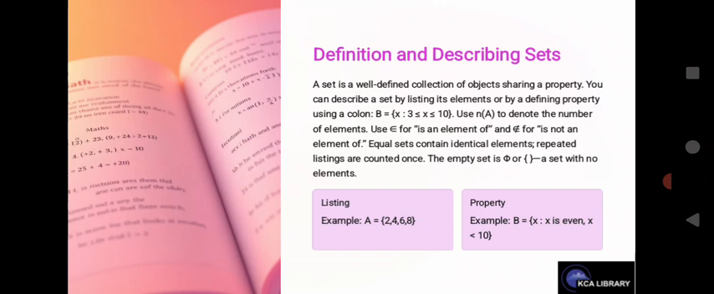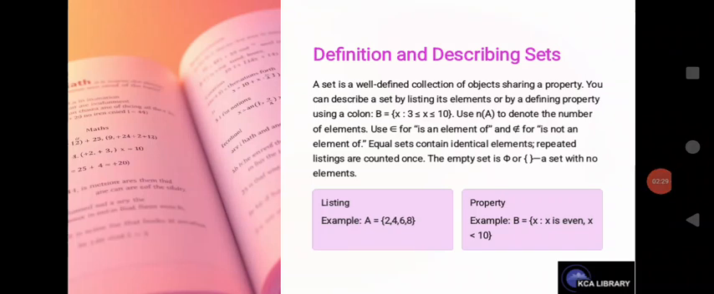Then there's what we call equal sets. Equal sets are sets that contain identical elements. They contain what? Identical elements. Then we have what we call the empty set. An empty set is a set that does not have any member or any element.